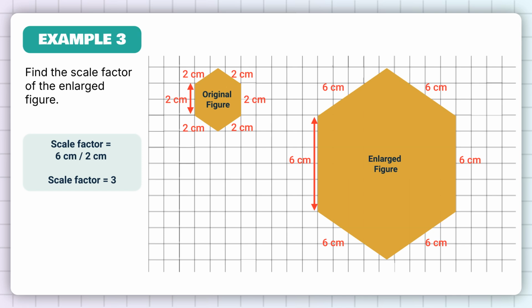In conclusion, to find the scale factor, you always compare the lengths of corresponding sides of the original and enlarged shapes. Measure carefully and ensure you are comparing the correct pairs of sides. This method works regardless of the complexity of the shape, as long as you correctly identify and measure the corresponding sides.